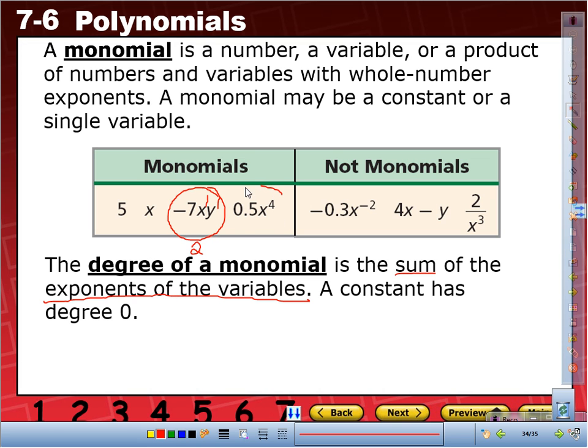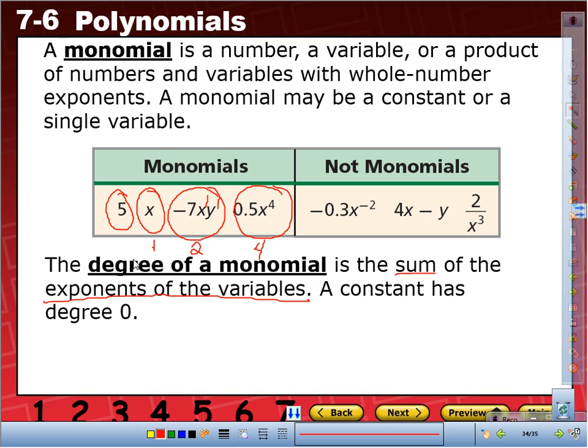Are we there so far? Okay, look at this one. How many variables do you see? 1. And what is the exponent? So this is the degree of 4. Some of you are saying, Mr. Q, do we have to put a 1 on the 7 and the 5? No, because we're not adding the degrees of the numbers, are we? I mean the exponents. Only the ones on the variable. Look at this one. What is the exponent? So the degree is 1.